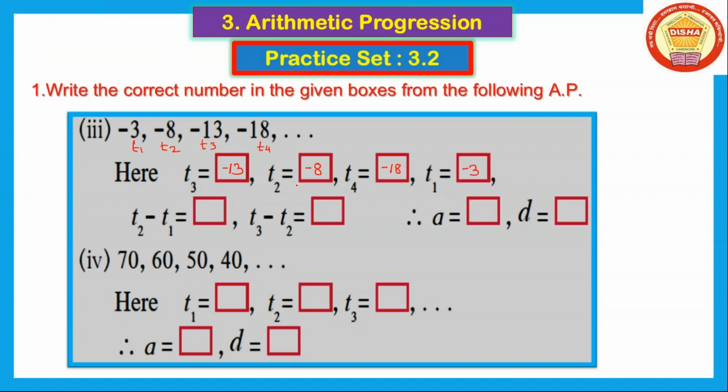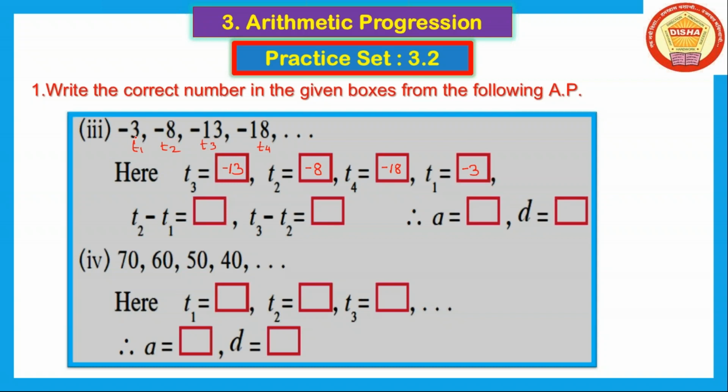Means first we write which is a T1, T2, T3. But here in question, T1, T2 are not given serially. First the T3 term is asked, T2 is asked, T4 is asked and T1 is asked. Don't get confused here. The terms which are asked, we have to write those terms. See, T2 minus T1. What is T2? Negative 8.